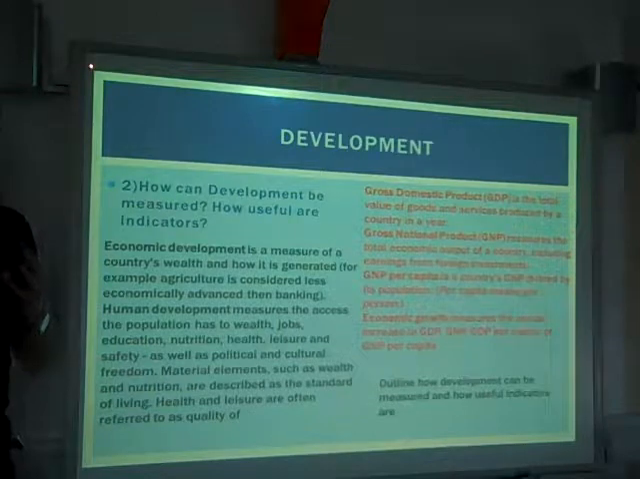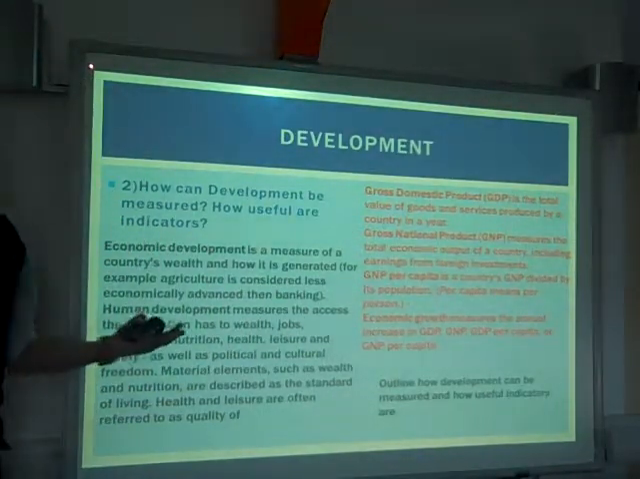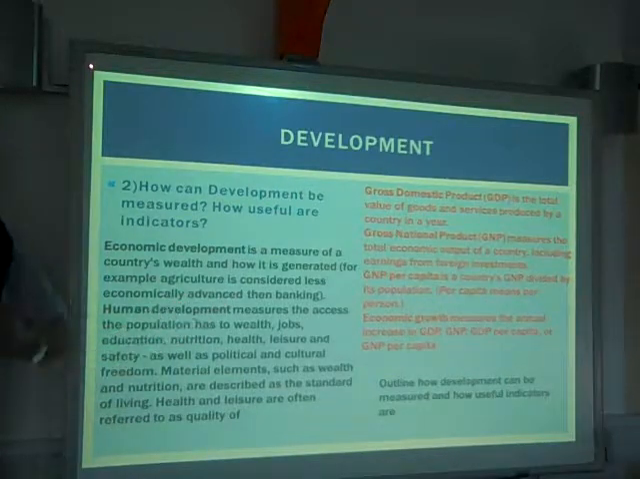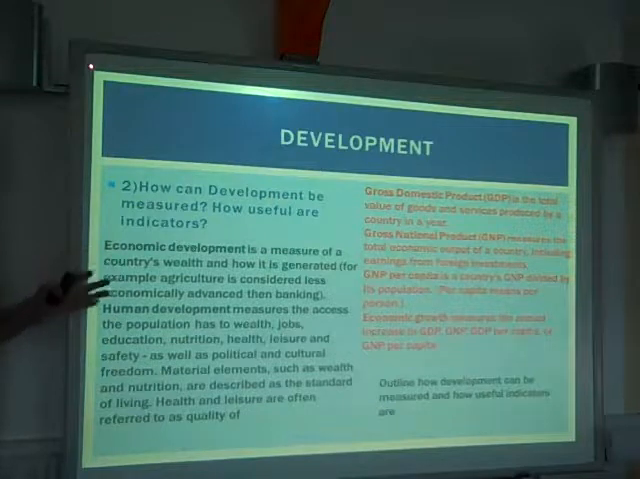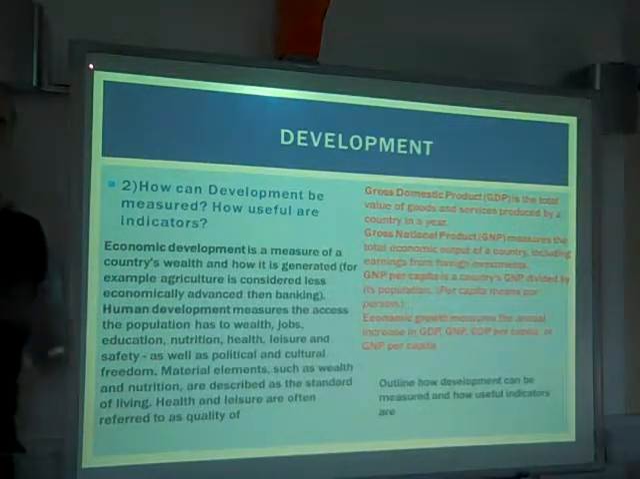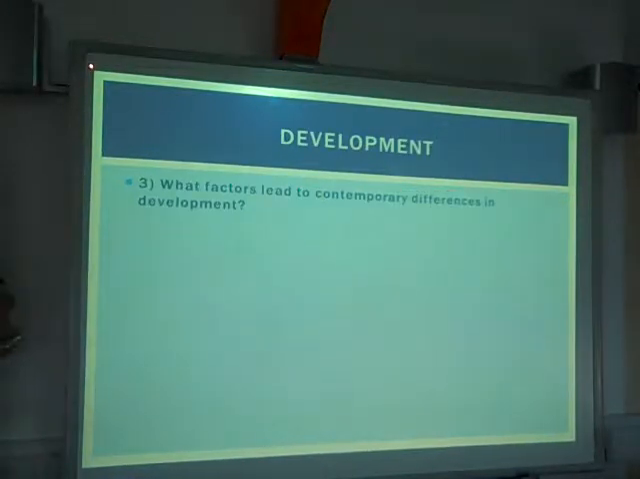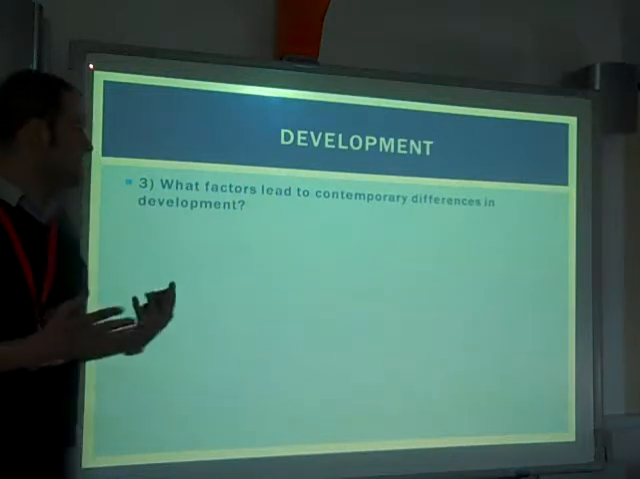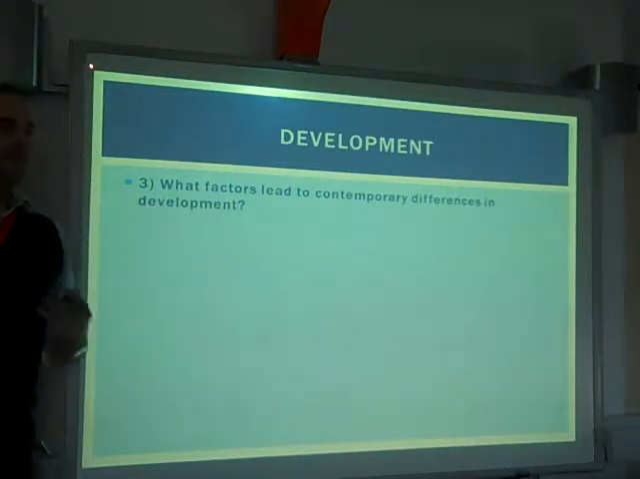So remember, the indicators can be simple, such as birth rate, death rate, or they can be more complex, such as the Human Development Index or the Human Poverty Index. Remember that development isn't just money. So it can be economic, however it can be social with things such as nutrition, access to healthcare and access to clean water. So, thinking about what led to contemporary differences in development can open a number of issues.